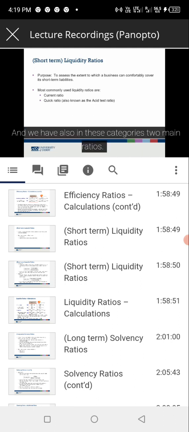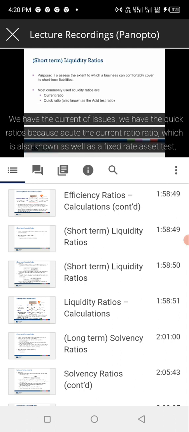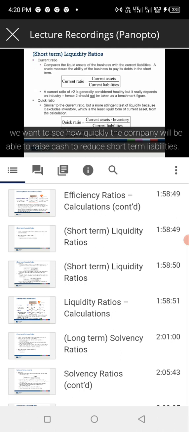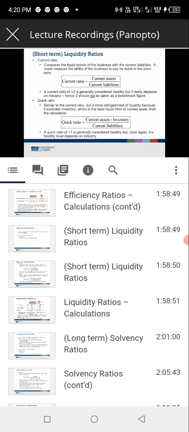And we have also in these categories 2 main ratios. We have the current ratio and we have the quick ratio, which is also known as the asset test. It's an asset test. You want to see how quickly the company will be able to raise cash to meet its short-term liabilities or its current liabilities.